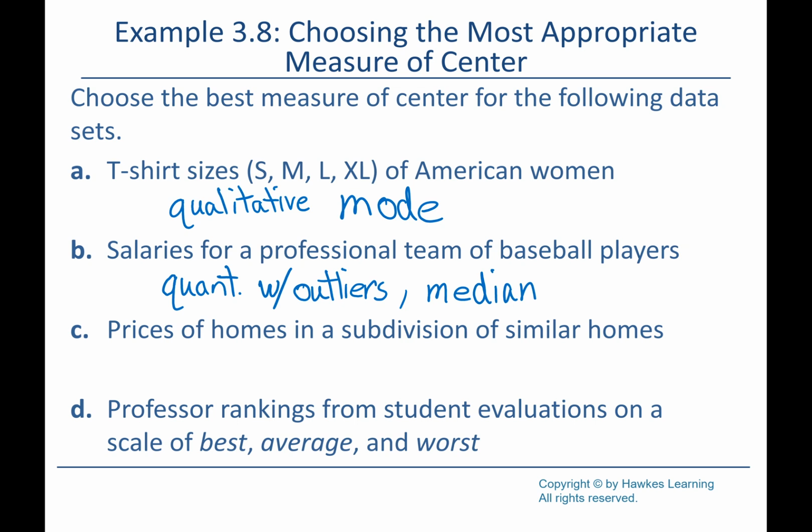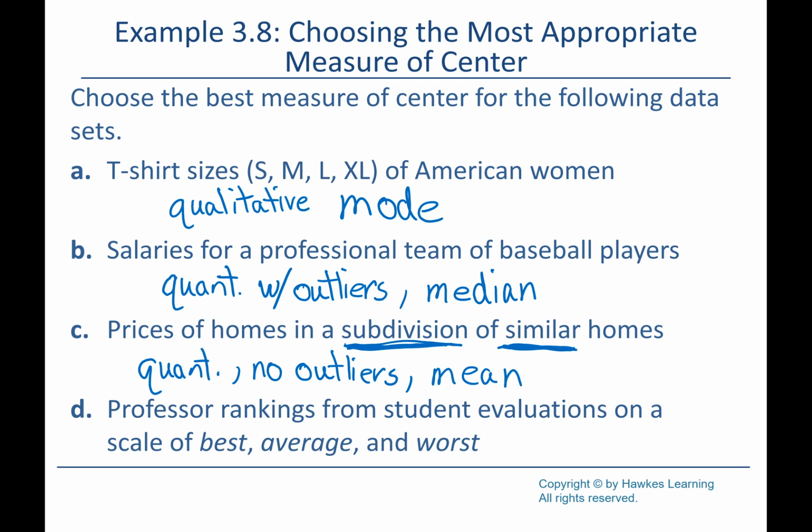On C, we have prices of homes in a subdivision of similar homes. So price, again, would be quantitative. We have to think about whether we would have outliers here. They're all in the same general location, in the same subdivision, and all the homes are similar. So we don't expect one of the homes to be worth way more money than the rest. They're all similar in the same location. So here we have quantitative data, and we would not expect outliers. In that case, we are safe to use the mean.